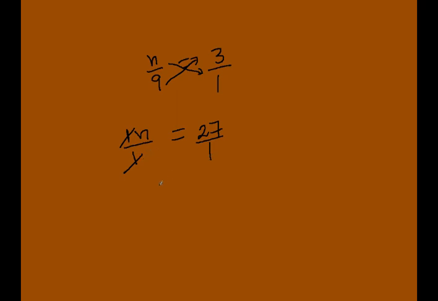Divide by 1. So n is divided by itself. So 27 divided by 1 is 27. Because whenever you divide anything by 1 or multiply anything by 1, you get itself. Any number divided by 1 or any number multiplied by 1 is itself. So n equals 27.